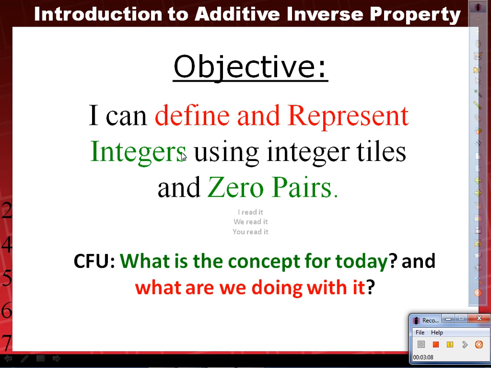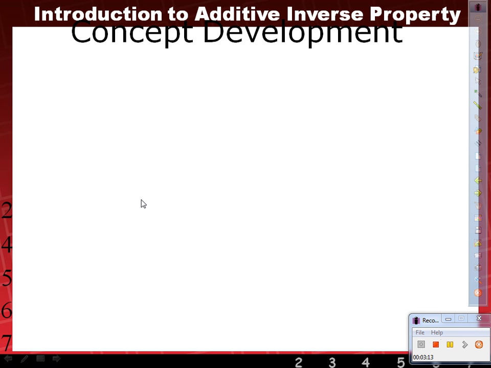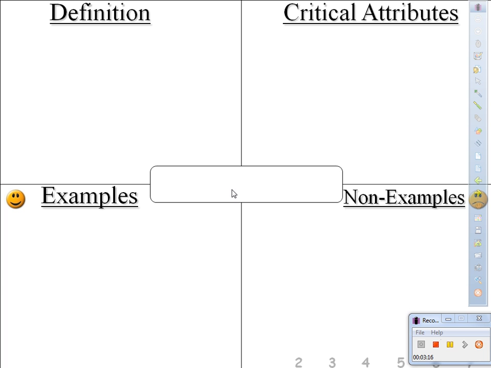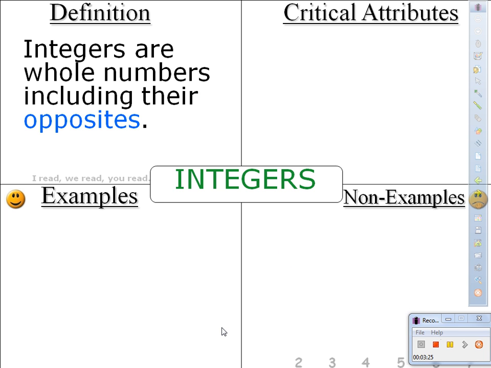All right, so for today, I'm going to focus on integers. So what do I do with that concept? In your Frayer model, you're going to write what in here? Integers. What are integers? Integers are whole numbers including their opposites.